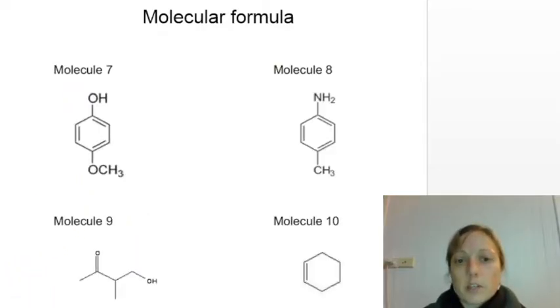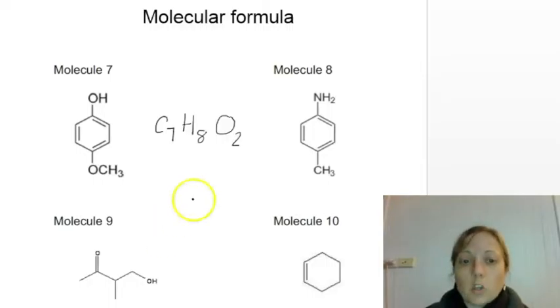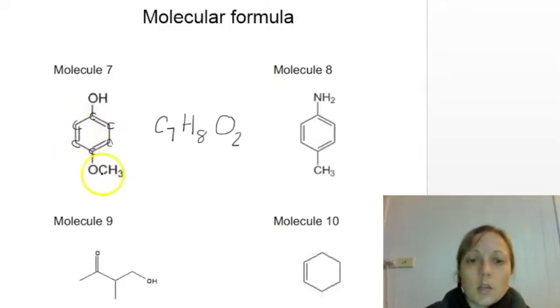I've got some molecules here for you to have a go at. See how you go writing the molecular formula for each of these molecules. So pause the video and see if you can get these. Okay, so the first one, C7H8O2. So let's actually count these up. At each of these joins we have a carbon. So we've got the 6 in the ring, and then we've got the one down here making 7.